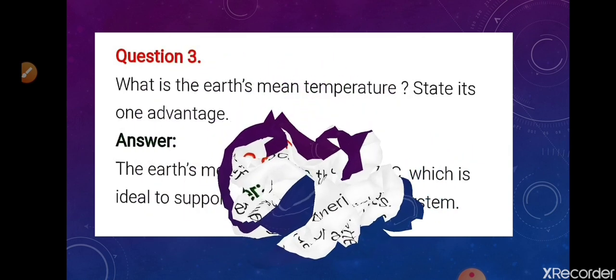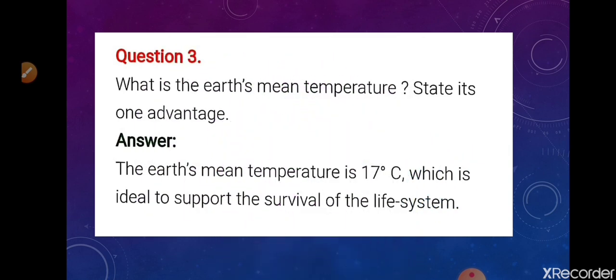Now question number 3. What is Earth's mean temperature? State its advantage. Earth's mean temperature is 17 degree centigrade, and it is ideal to support the survival of the life system. So I hope you understood.